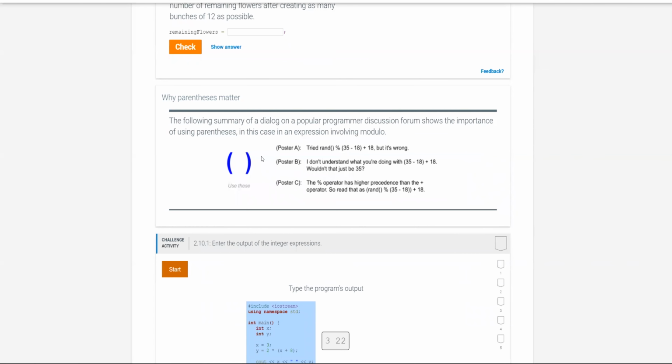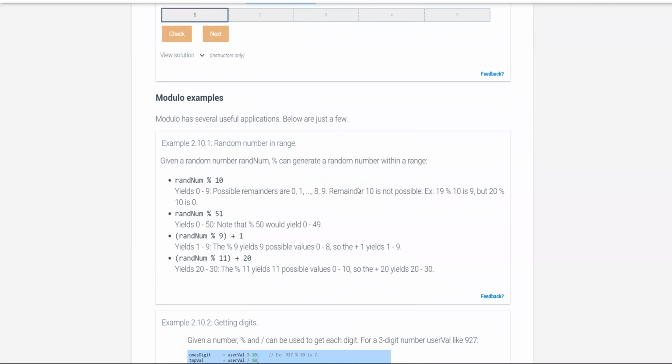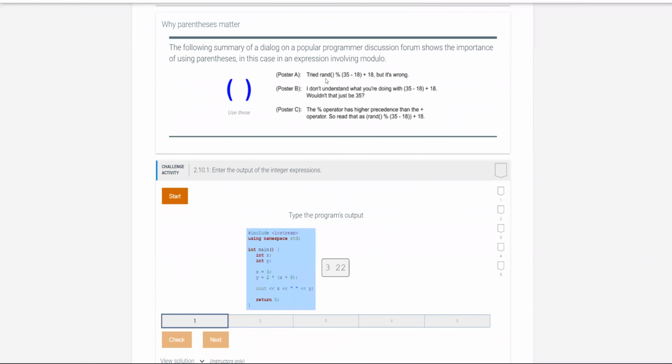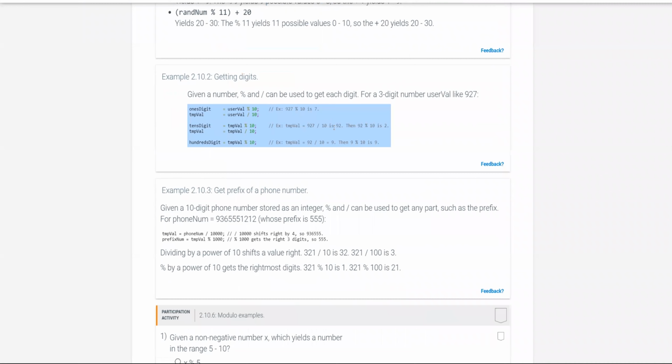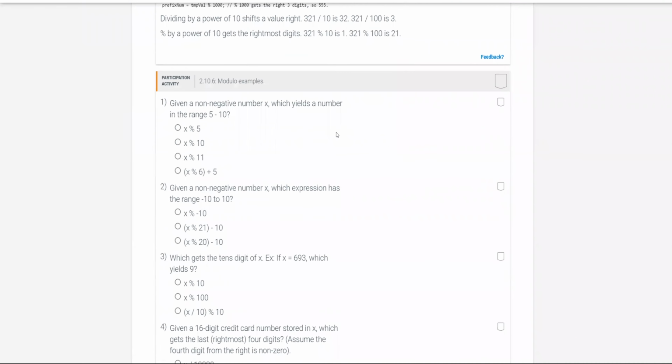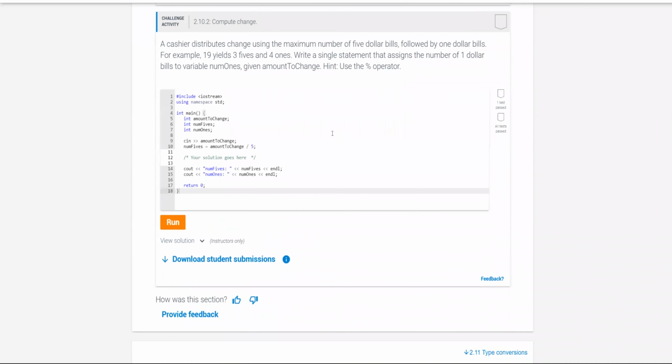Well, about the parentheses, I already talked about it. Whatever you have inside the parentheses, you operate first. So it is very important that you're using parentheses, okay? Right, so rand numbers, we'll talk about rand later. I don't want to spend a lot of time on it. So let's move on. I think this is all in this chapter.